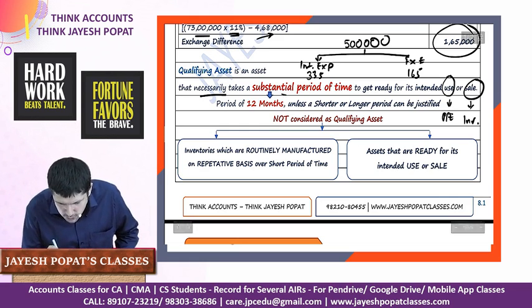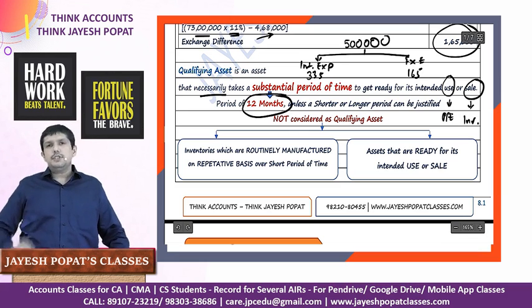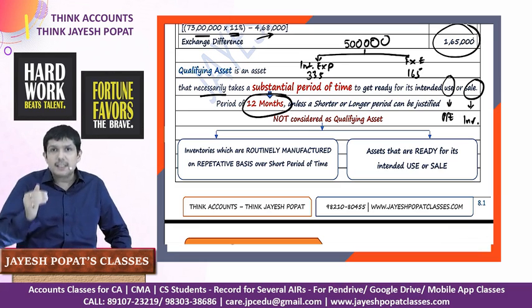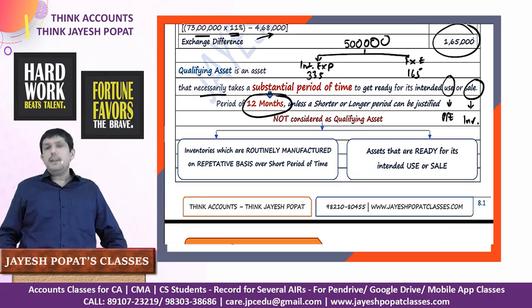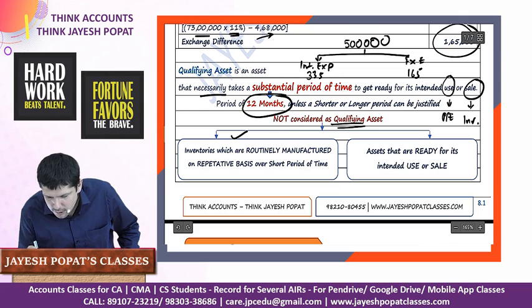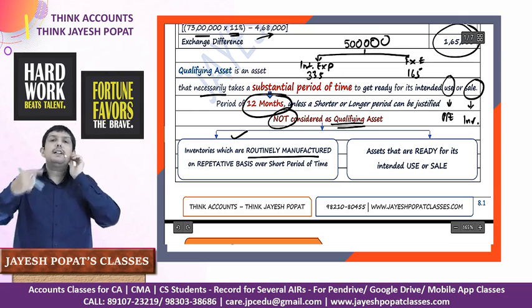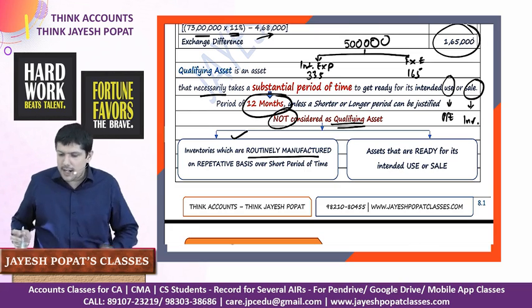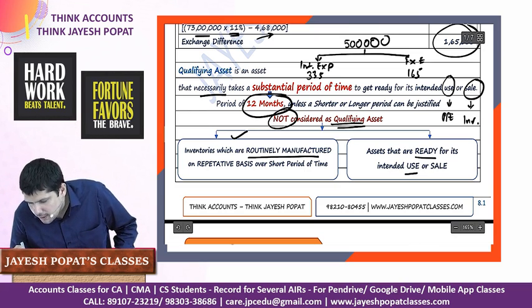And what is this substantial period of time? This substantial period is generally treated as 12 months unless a shorter or a longer period can be justified. Then it is said that these items will never be treated as a qualifying asset: inventories which are routinely manufactured on a repetitive basis over a short period of time, and assets which are ready for use or sale.